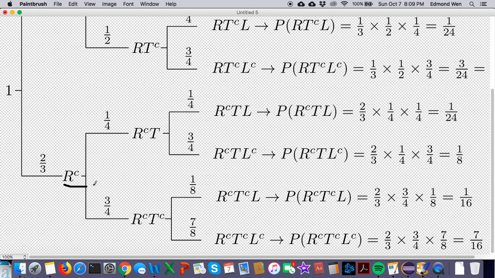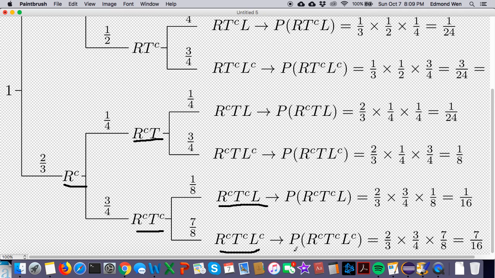If we head down this path of the tree, you'll find that there is a 1/4 chance of it being RCT and a 3/4 chance of being RCTC. If we continue down here, you'll see that there is a 7/8 chance of it being RCTC-LC or a 1/8 chance of it being RCTCL. Then these are your leaf nodes, which are at the end of your decision tree, where you can find the probability of something happening.